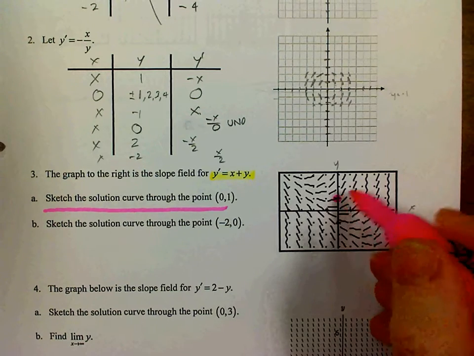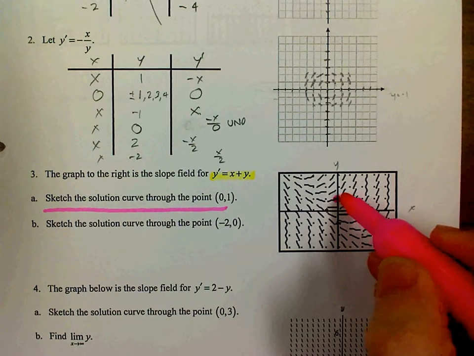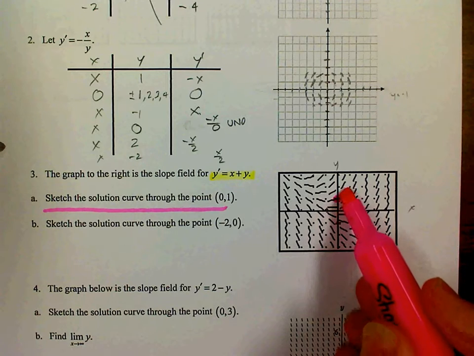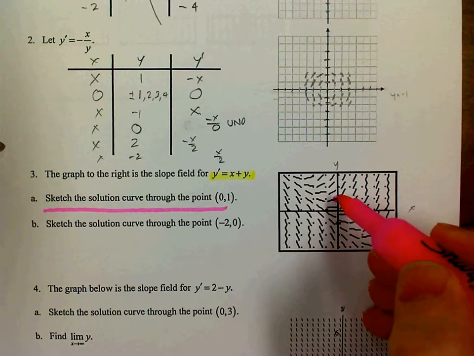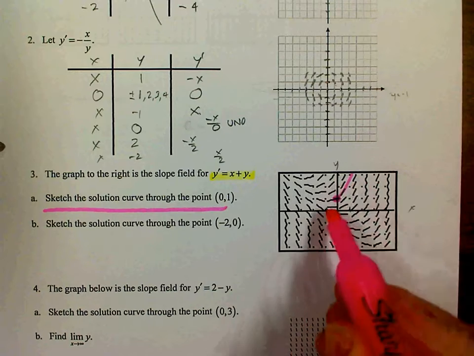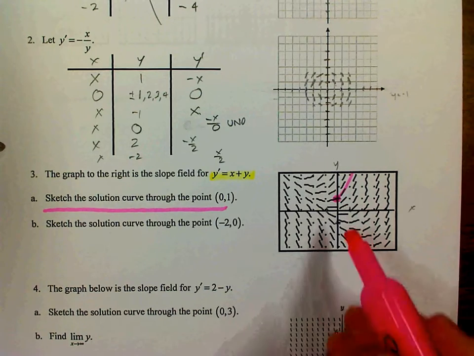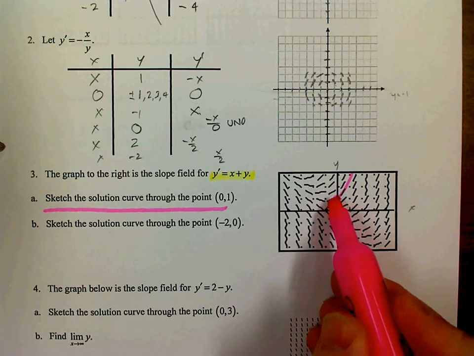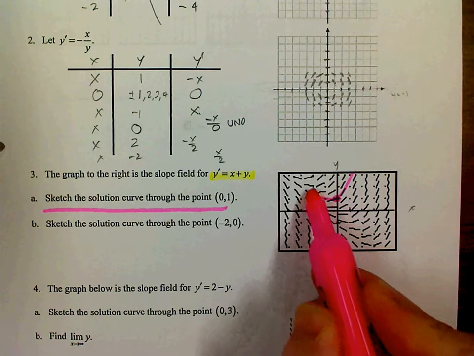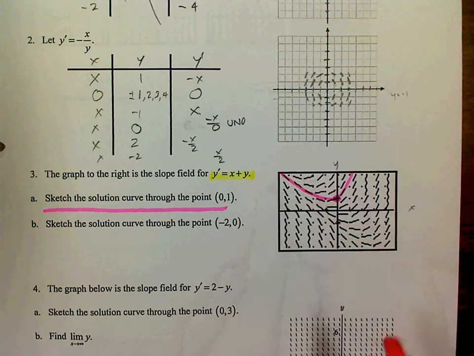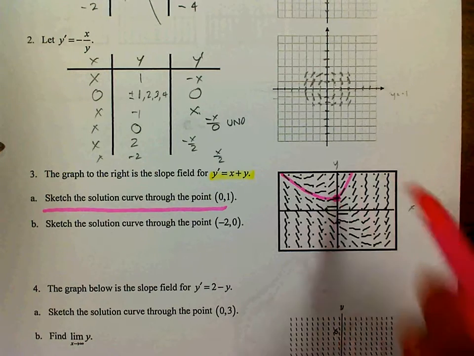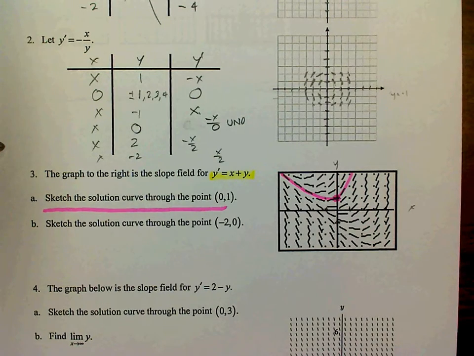If we go from here, our slope is taking us up and in this direction. I'm just following the way the slope field goes. The same thing in the other direction. You can see that it would have come from this direction. That would be the curve that we would sketch given the initial point 0, 1.